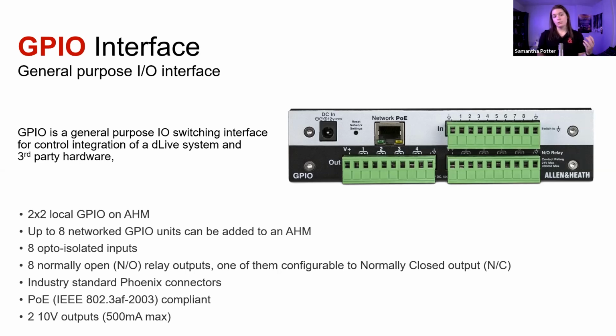So we have the 2x2 locally on the AHM, and then you can have this, which is an 8x8, and we can work 8 of these into a system. And I'm certainly not a mathematician, but that is a lot of GPIO. Lots of options. I think the really big point being you can make 8 completely separate drops of GPIO wherever you may need them.